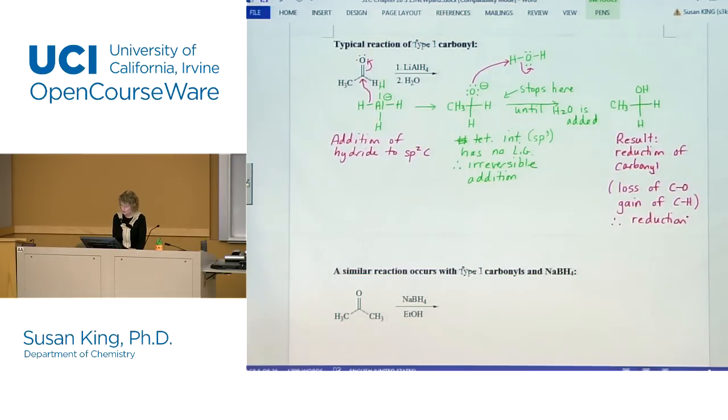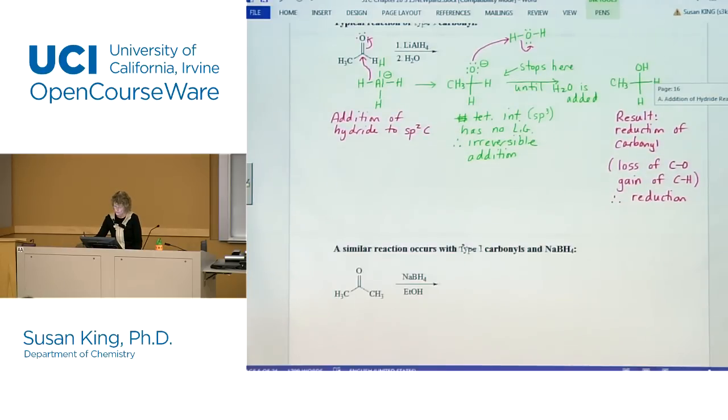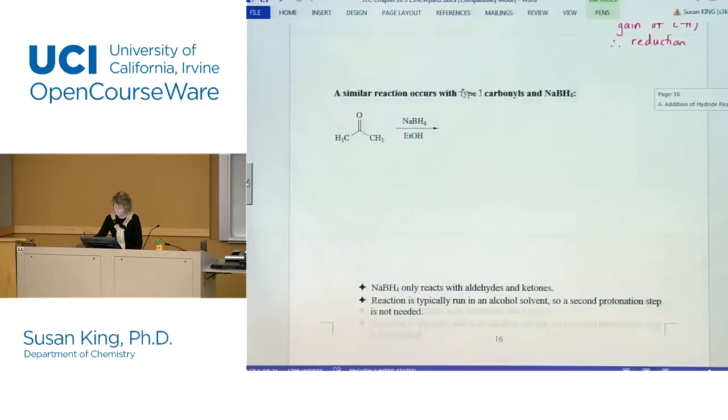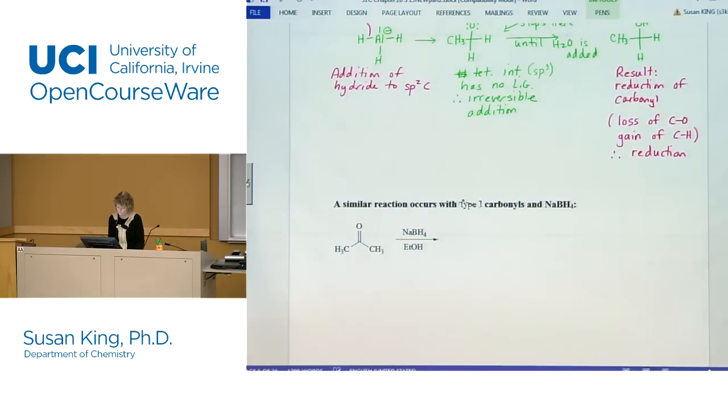All right, similar reaction occurs with type 1 carbonyls and sodium borohydride. Virtually the same reaction. This thing is much more touchy than the one in the other room. Going to have to get used to that.